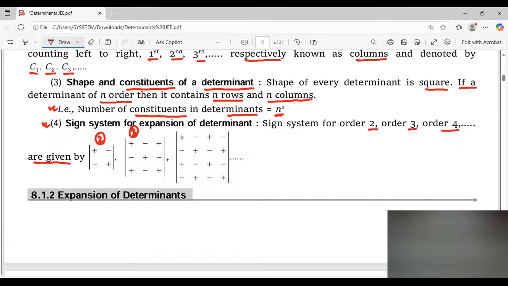Fourth order means plus, minus, plus, minus. Alternatively, we start with plus and write minus, plus, minus. Then the next row starts from minus, plus, minus, plus, and so on. There is no problem with that. Sign system for expansion of determinant.